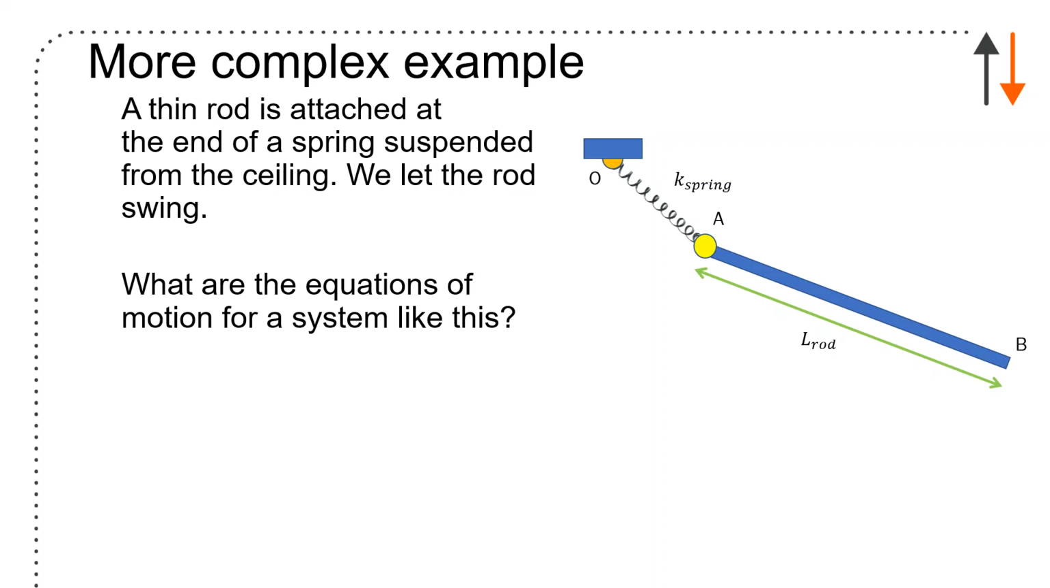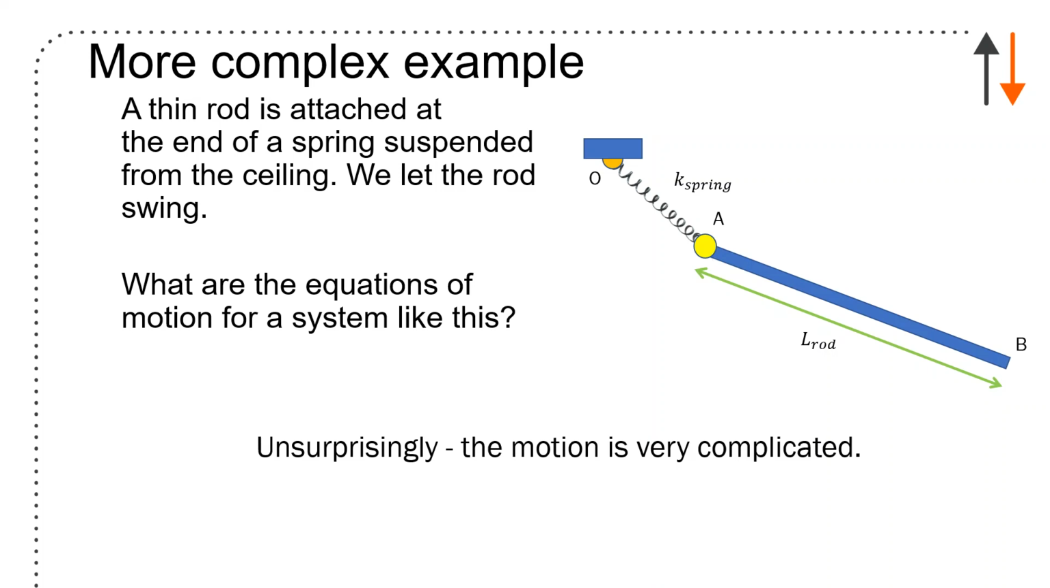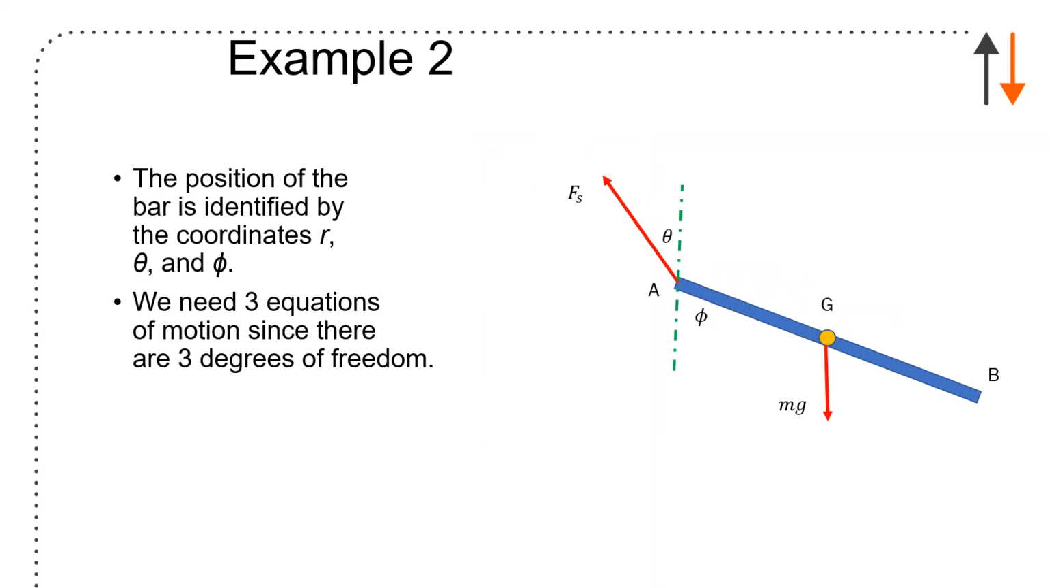A thin rod is suspended from the end of a spring, suspended from the ceiling. We let the rod swing. What are the equations of motion for a system like this? Okay, and that might be the problem that I ask in the final. It gets a little bit more involved, and the big thing is that the motion is very complex. But really, this is not that bad when you start to draw the free body diagrams.